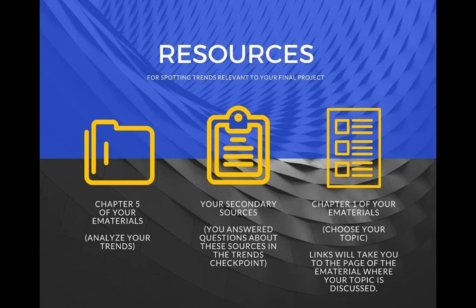Another location that I recommend is to return in your e-materials to chapter 1 and go to the section where you chose your topic. That's going to take you back to those links that you can then click on and go to the section of your e-materials that discusses your event. There too, you're going to find ideas involving trends and involving themes. So use all of these resources at your disposal, but particularly take advantage of those good examples that your e-materials are giving you for your topic.